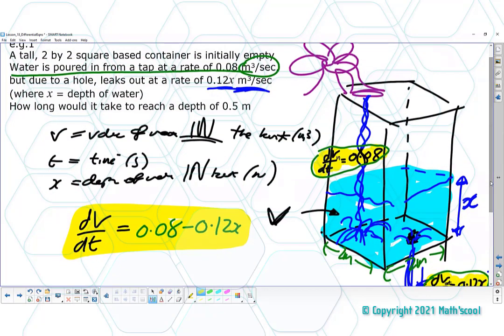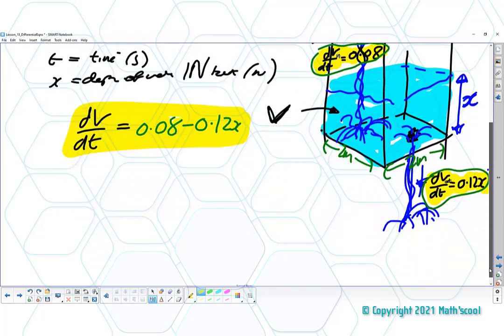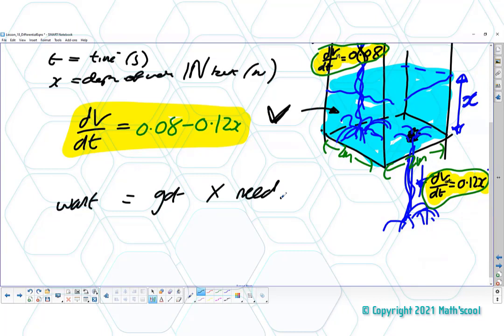And it relates to what they want us to find out, what they've asked us. How long would it take to reach a depth of 0.5 meters? Yes, you're right, Sana. You don't want dV by dt, you want dx by dt, because that will give you x in terms of t. So we're going to use the want, got, need rule: want equals got times need.